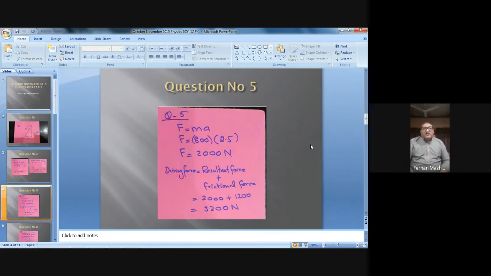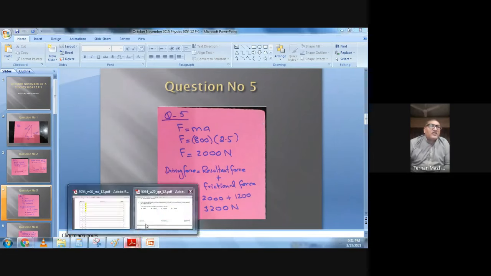So the resultant force which provides the acceleration was 2000 Newton, and the frictional force which the driving force will have to overcome is 1200 Newton. If you add them, the answer will be 3200 Newton. So our answer will be 3200 Newton.